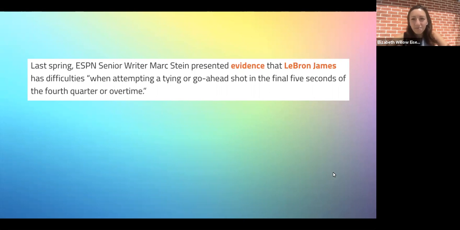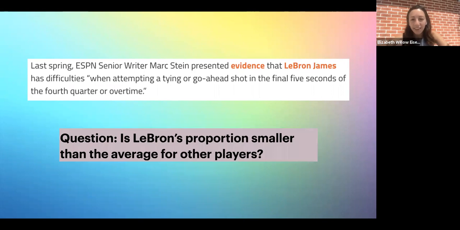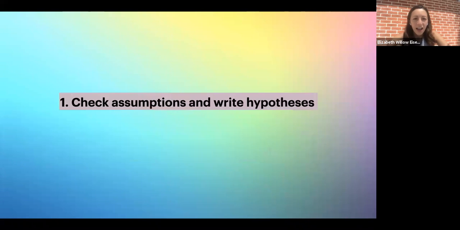And so this is a research question. We can literally start here with, okay, we have a research question, and the question is: is the proportion of these shots that LeBron makes smaller than the average for the other players in similar situations? And so we can go through our steps. So the first step that we have is to check assumptions and to write hypotheses.